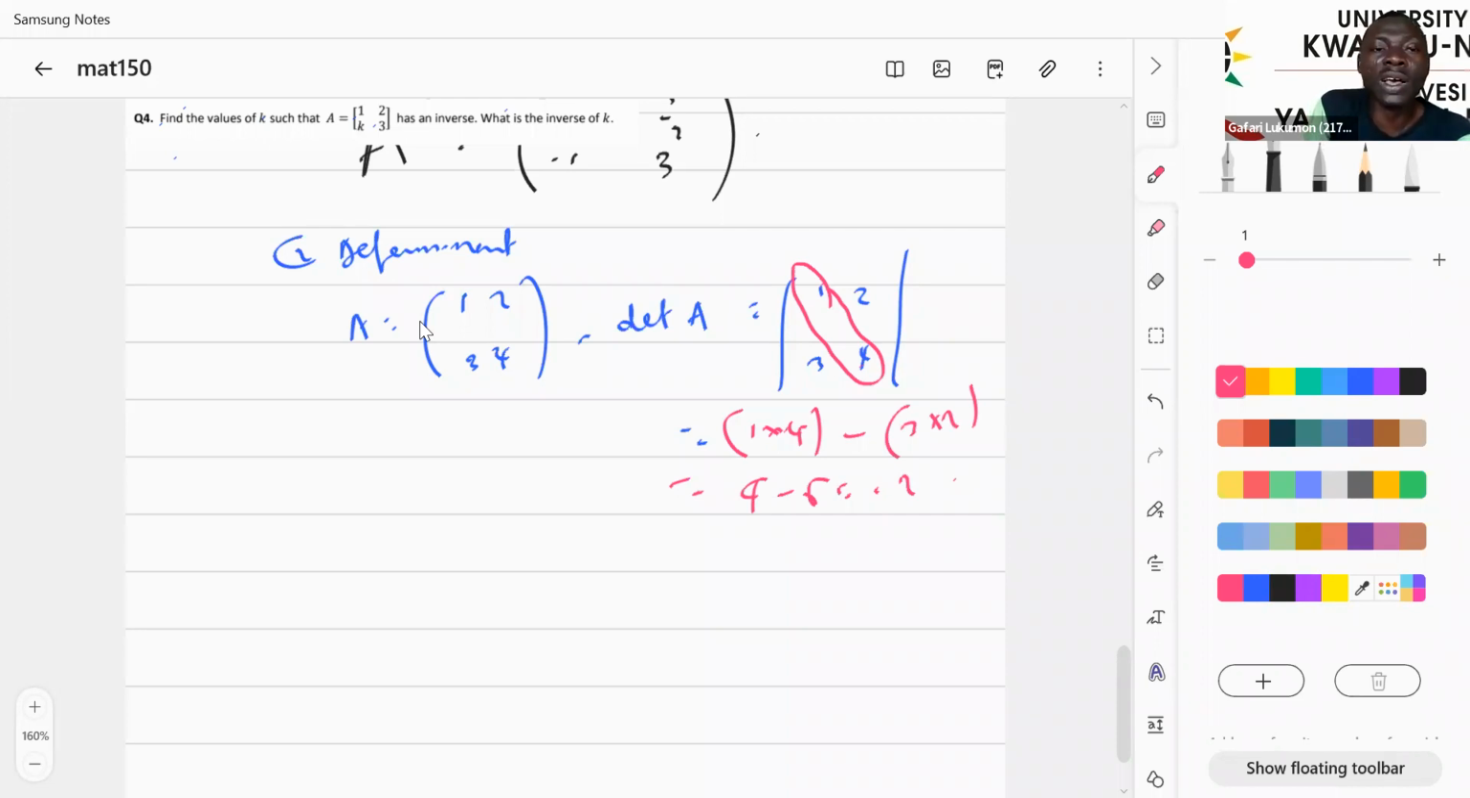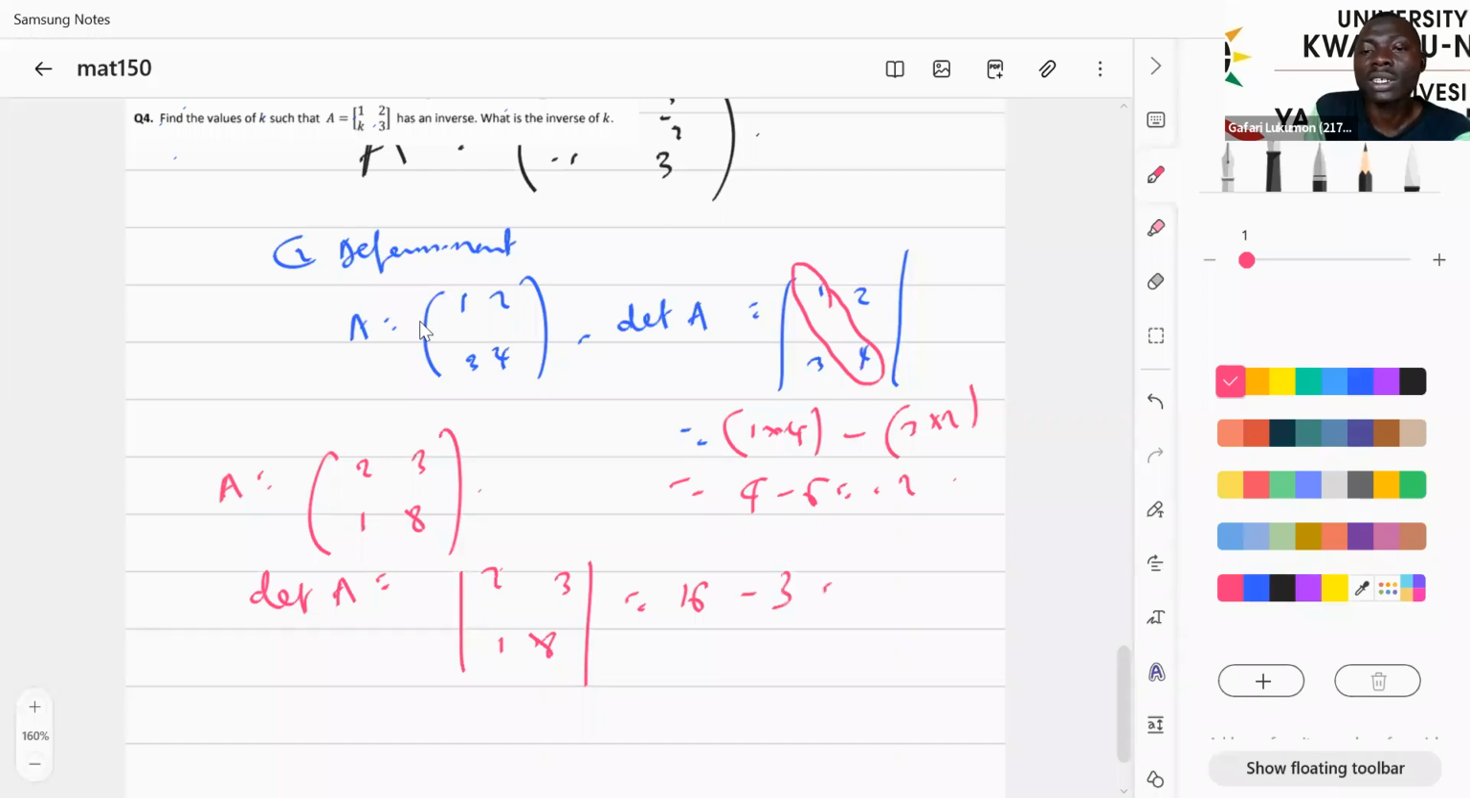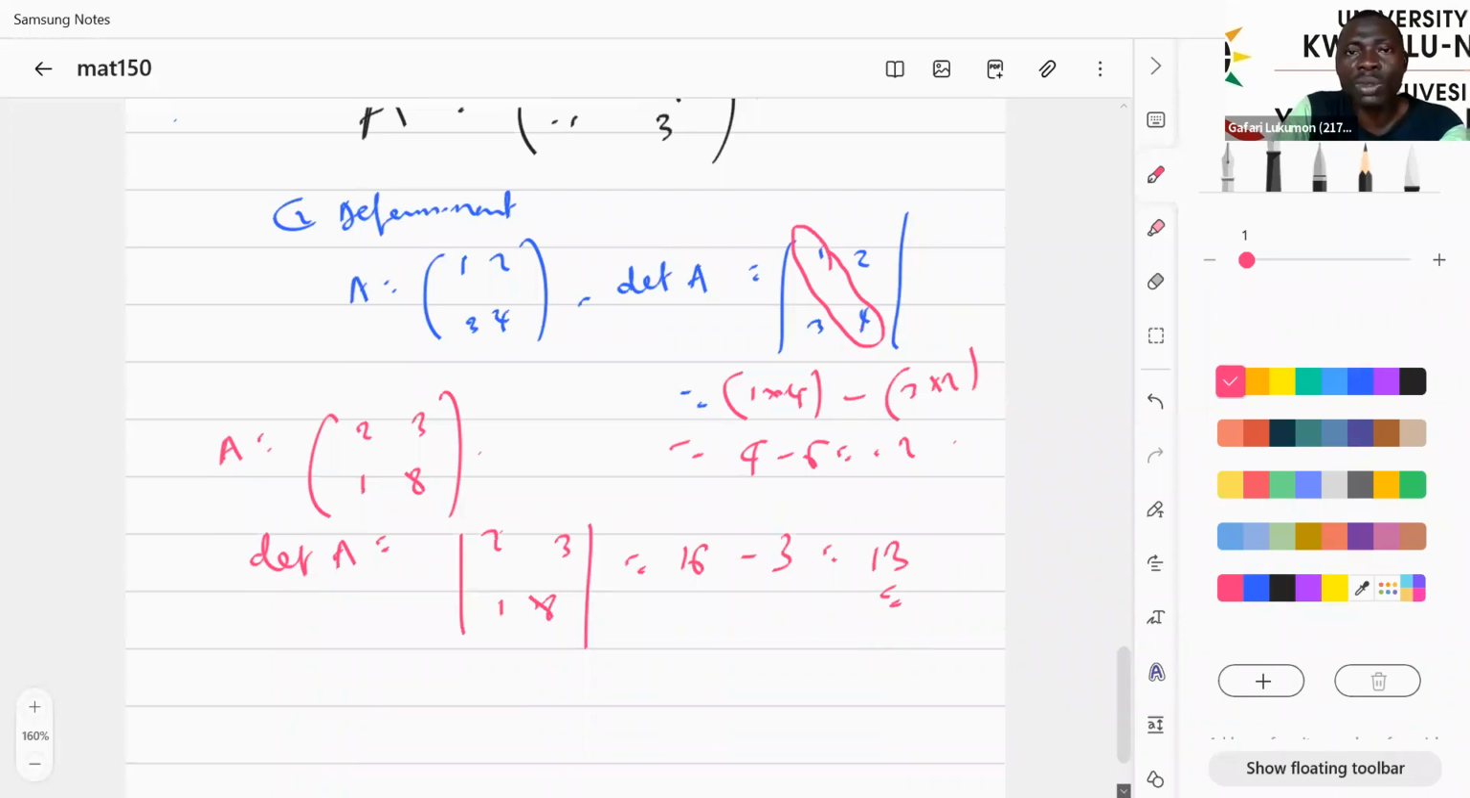I hope you understand. Okay, now let's say we want to find this. If your A is 2, 3, 1, 8, then what will be your determinant of A? With what I've said, this will be 2 times 8, which is 16, minus 3 times 1, which is 3. Then we are going to have 13. I hope you understand now. So that is that for determinant of a matrix.